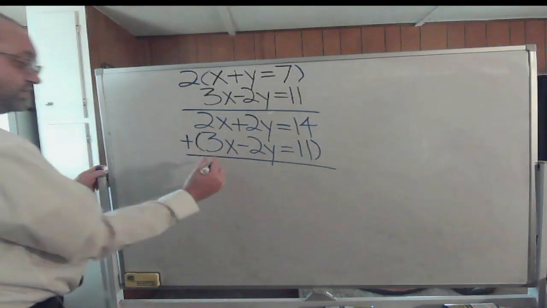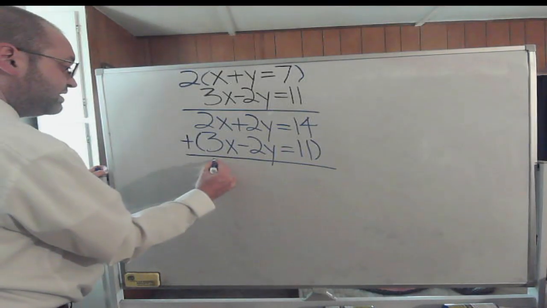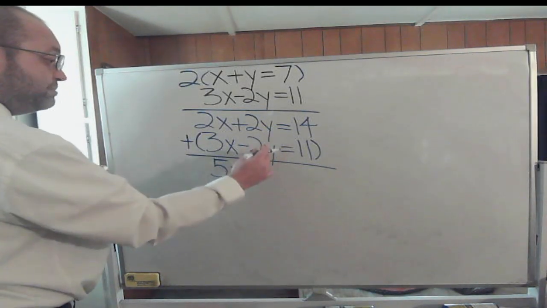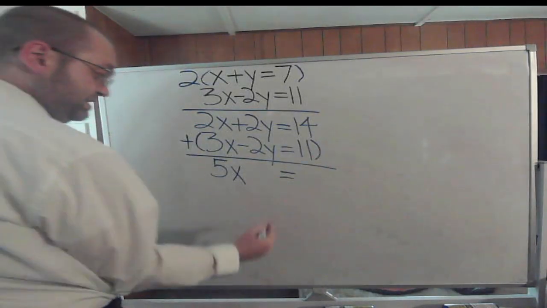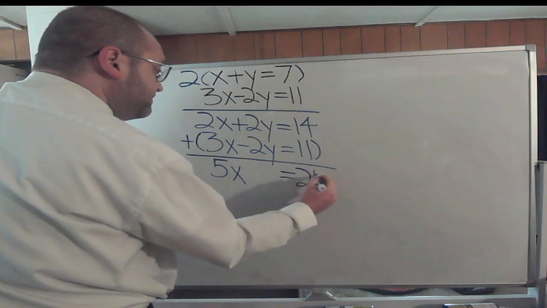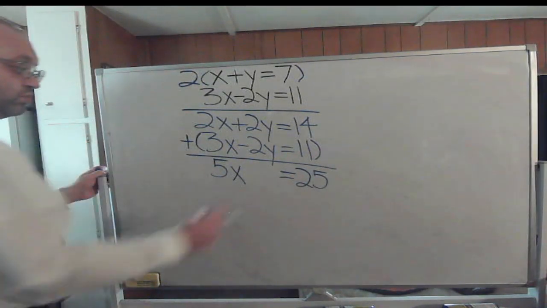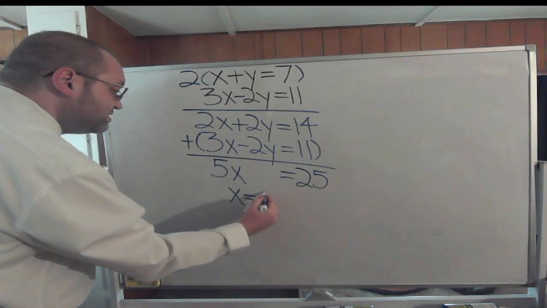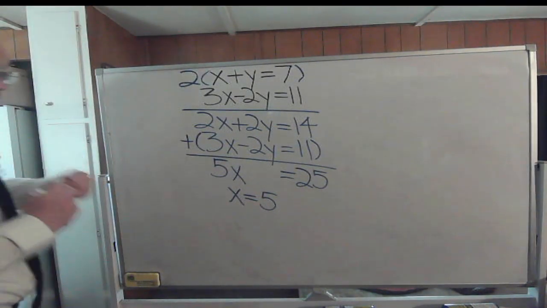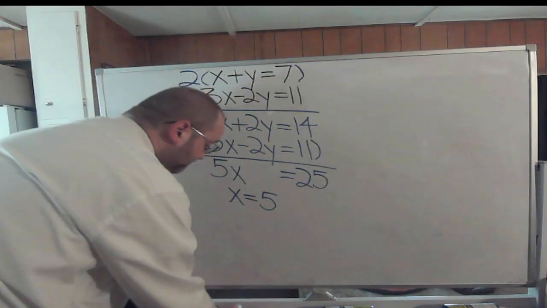So 2x plus 3x, that'll give you 5x. 2y minus 2y is 0. That's equal to 14 plus 11, which is 25. So you got 5x equals 25, which means x equals 5. So the x-coordinate of the solution is going to be 5.